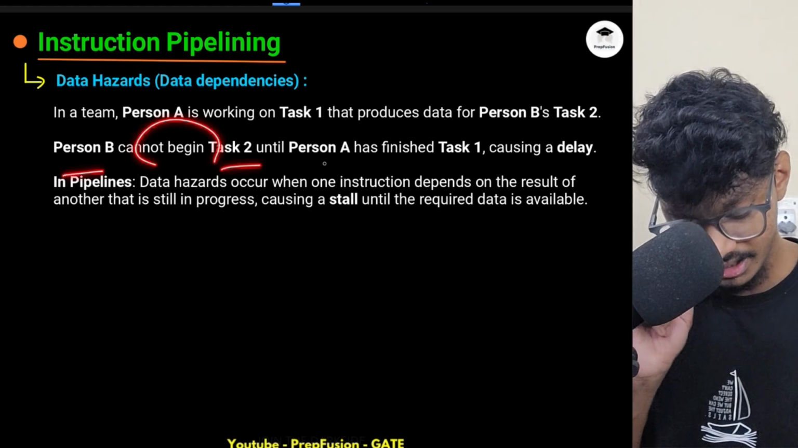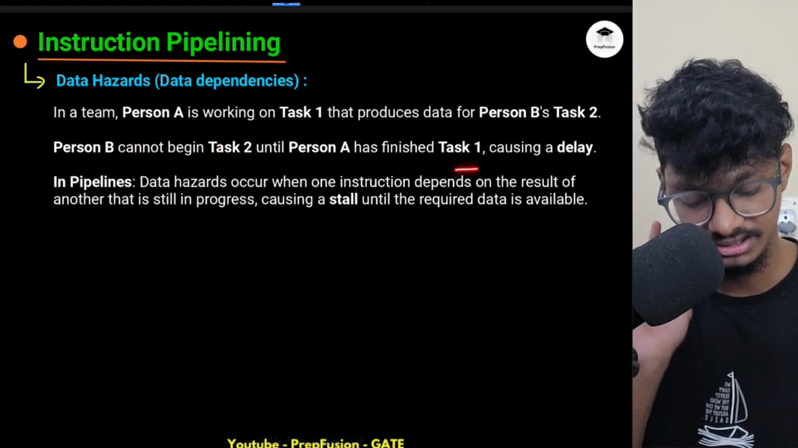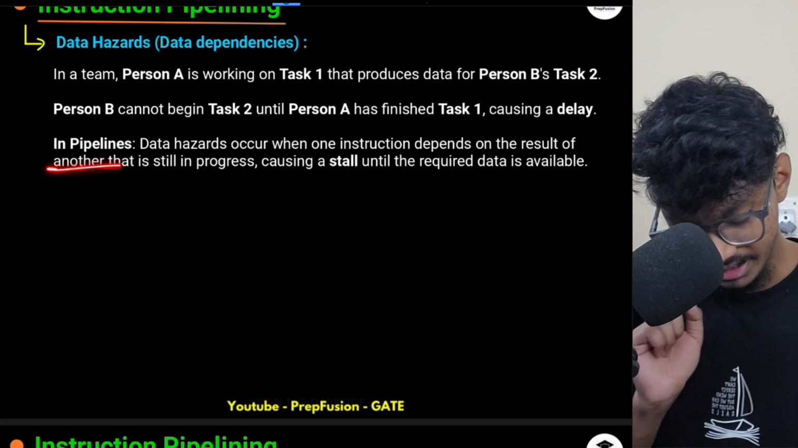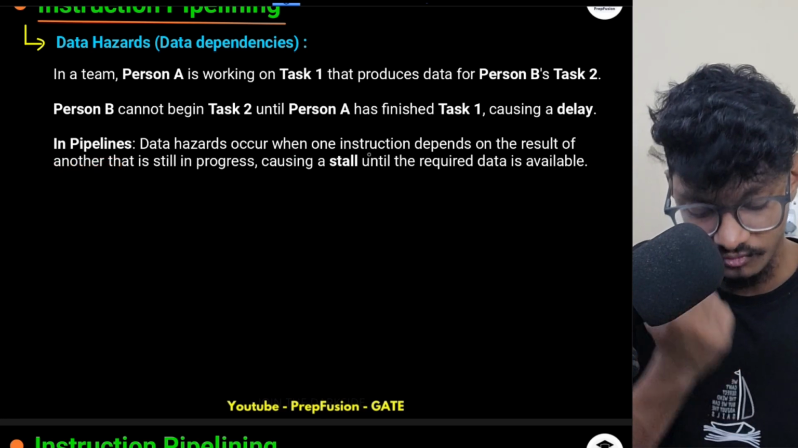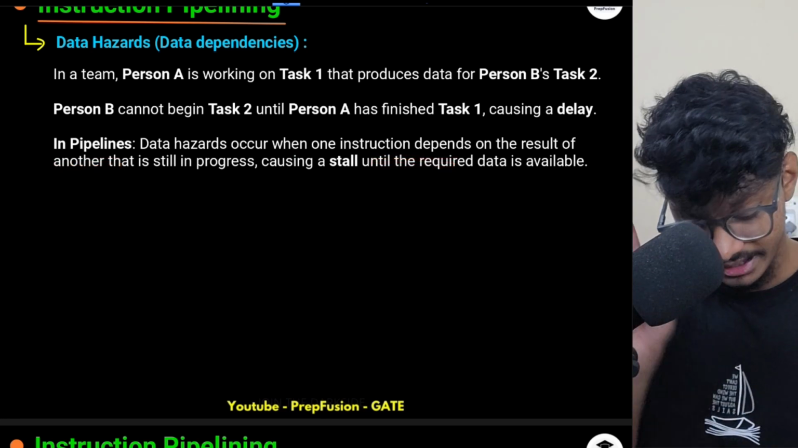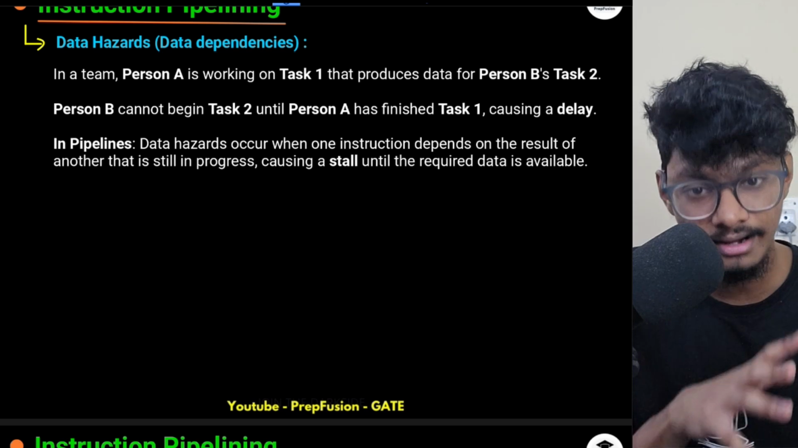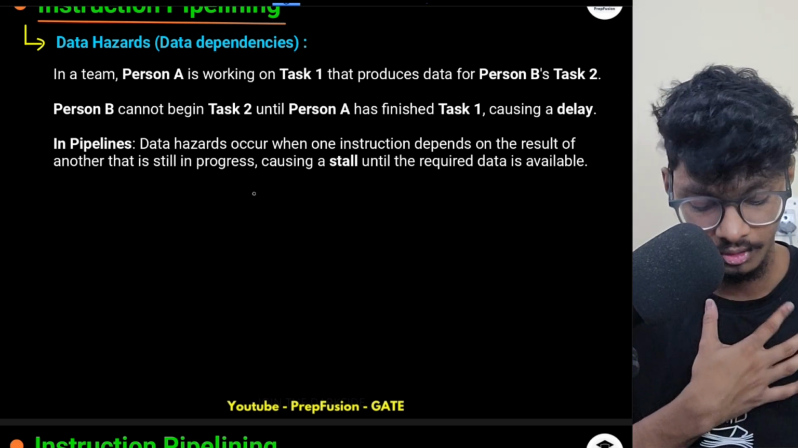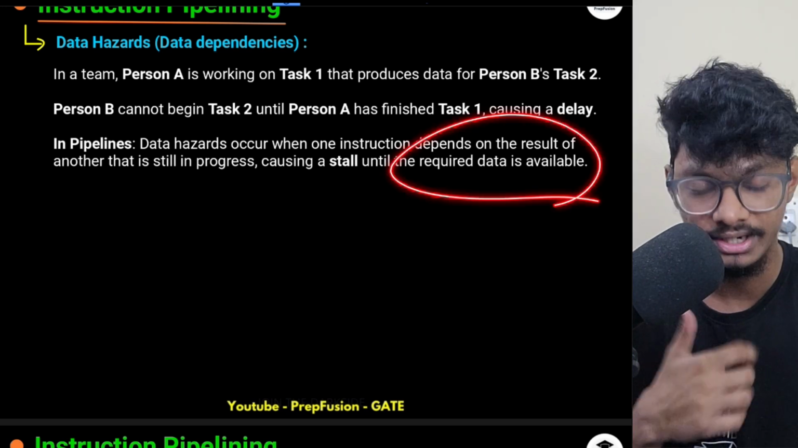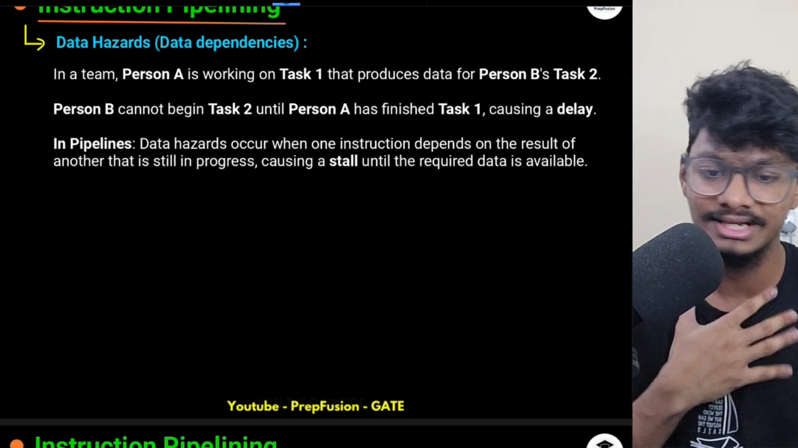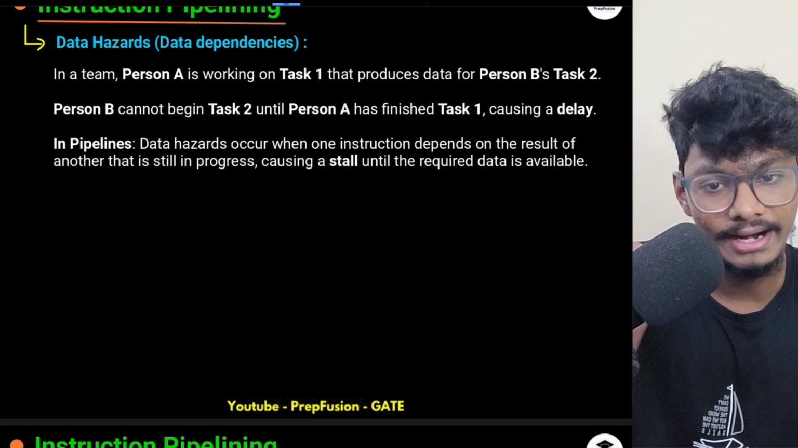Person B cannot begin task 2 until person A finishes task 1, causing a delay. In pipelines, a data hazard occurs when one instruction depends on the result of another instruction that is still in execution, causing a stall until the required data is available. Just like the example I told you.